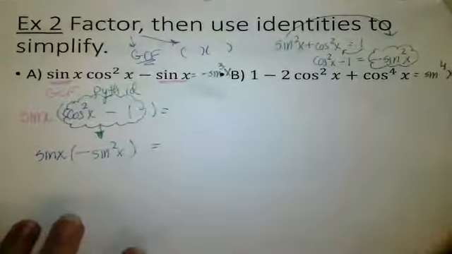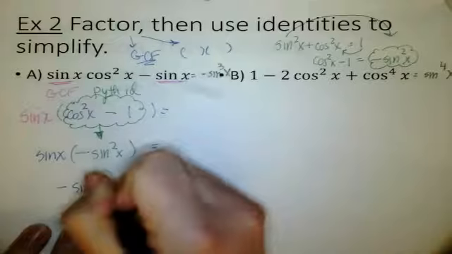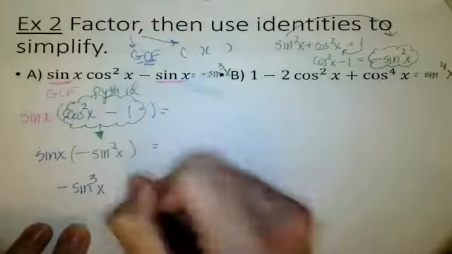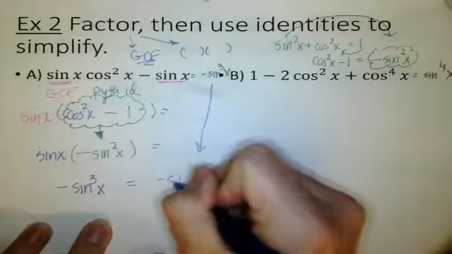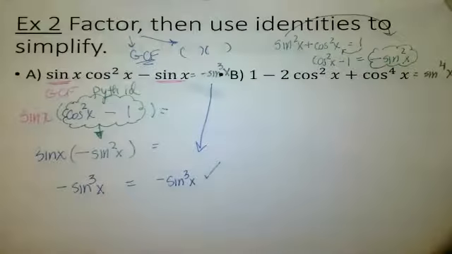Out in front, what is negative sine squared of x times sine of x? Negative sine cubed. There you go. Negative sine cubed of x equals negative sine cubed of x. Yay, we did it. Congratulations. You found the path to the treasure.